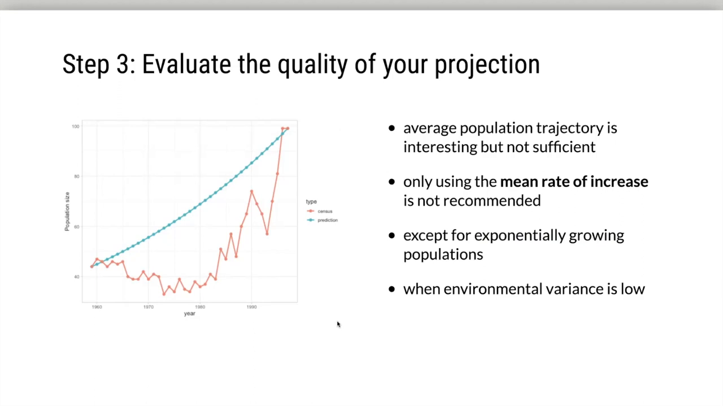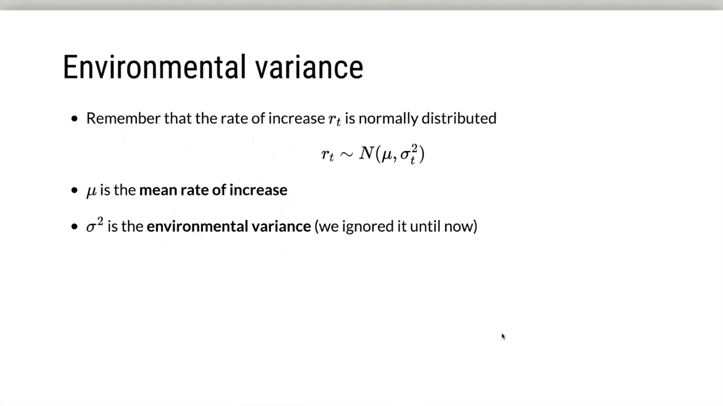it's better to use a deterministic model for populations that are exponentially growing or declining. And it's also working better if environmental variance is low. Here you see that there is a year-to-year variation in population size, which is not too big. So that was kind of okay in this case. So how can we do better?